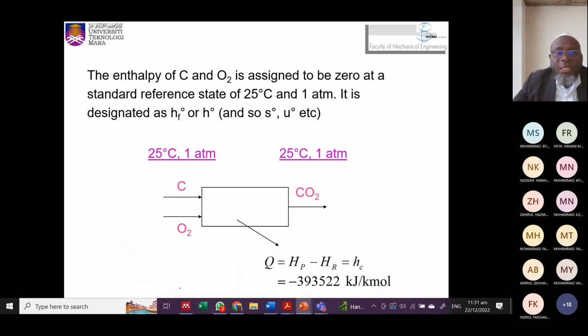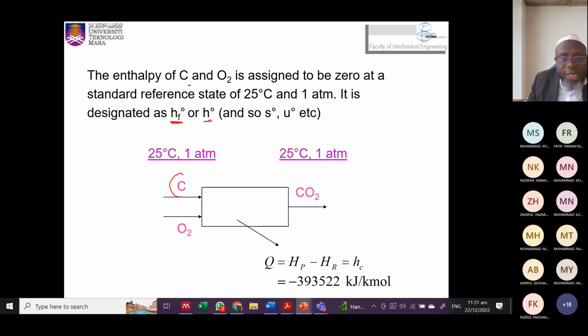All right, so now let us proceed. So now we have the enthalpy of carbon and oxygen assigned to be 0. Why? The enthalpy of formation of carbon and oxygen, because at standard reference state and 1 atmosphere pressure, it is designated as HF or HO.